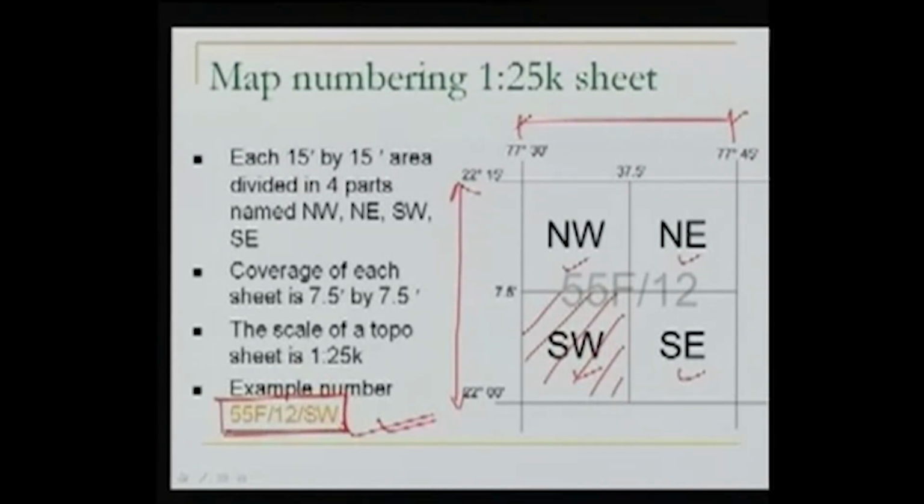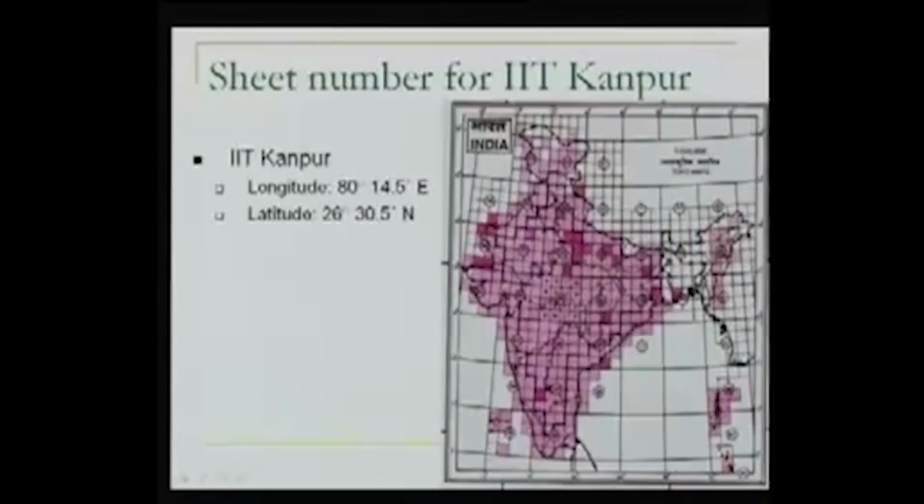Now we'll see this entire process by an example. We'll start from a longitude and latitude, and then follow that example so that we understand it better. For the example, I have taken the place as IIT Kanpur. For IIT Kanpur, you can see here the longitude is 80 degree, 14.5 minutes east, and latitude is 26 degree, 30.5 minute north.